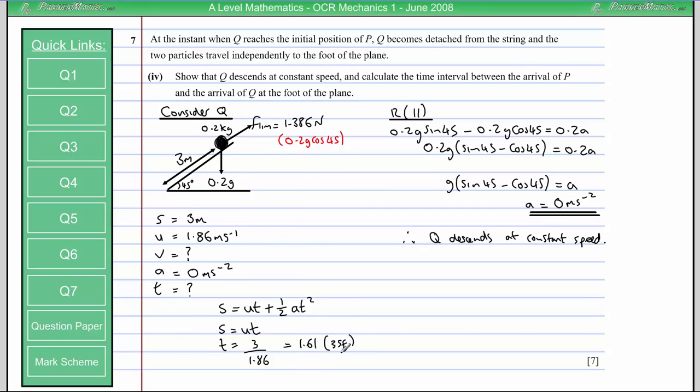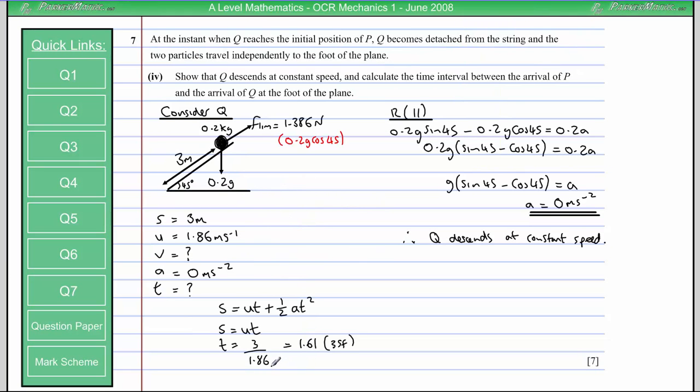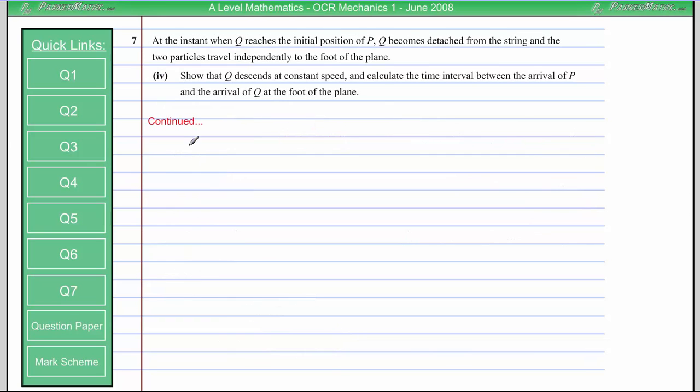There's no point in keeping any level of accuracy more than that because we've already rounded this value for initial velocity here. It would have been nice to use an exact value for this, but unfortunately in earlier parts of the question we don't have any more precision than 3 significant figures, so that will have to do for now. So we know the time it takes Q to travel 3 meters down the slope here is 1.61 seconds. Now let's consider particle P.